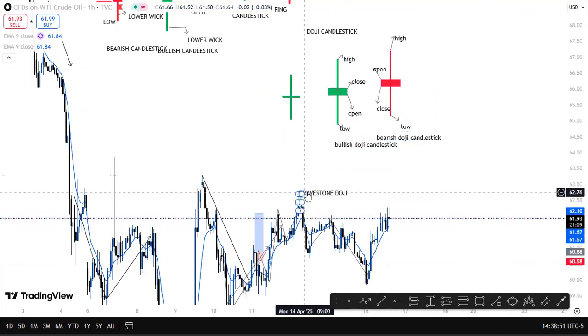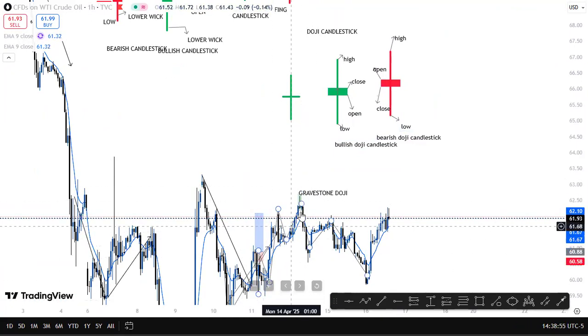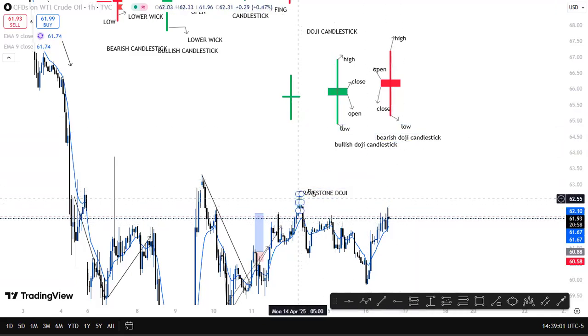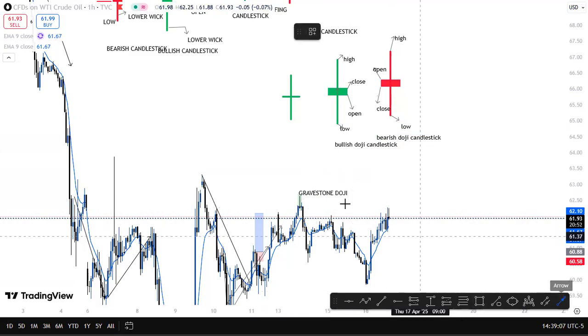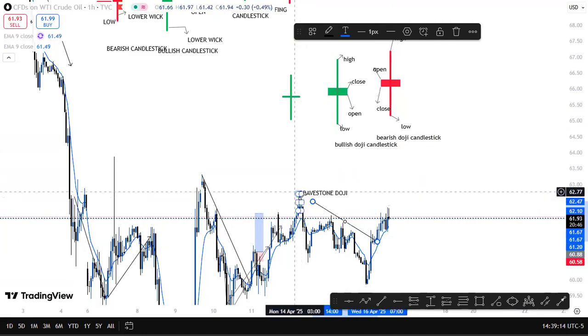So this is an example of a Gravestone Doji. If you notice, the market was pulling up here, right? It was going up like this, and the moment this Gravestone formed at the top of an uptrend, you can see it's at the top, and then immediately a reversal happened. The price started pulling down. So when it forms at the top of an uptrend, which is the Gravestone, there's a high possibility that a reversal might happen.